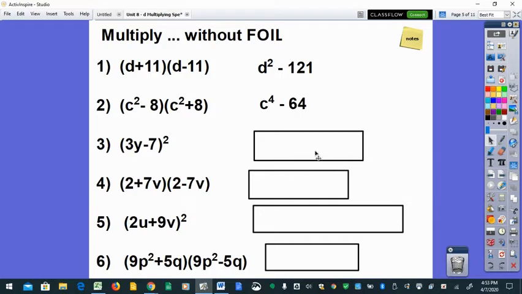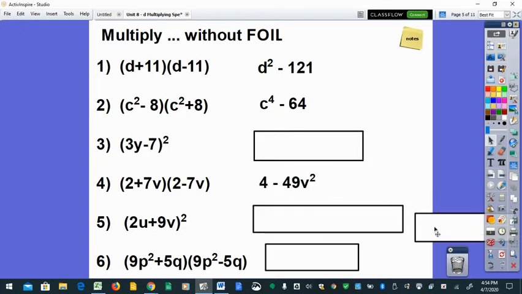We're actually going to skip this one. Let's just stay with the same idea. Notice this is the same again. So we're going to square the 2, which would be 4. We're going to square the 7v, which would be 49v squared, and then there's a minus in between.